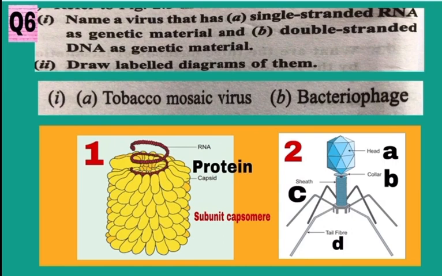B part of the question. Double-stranded DNA as genetic material. It is bacteriophage, which has double-stranded DNA as genetic material. Second part of the question. Draw labeled diagram of them. Draw both diagrams as shown and label important parts as given.